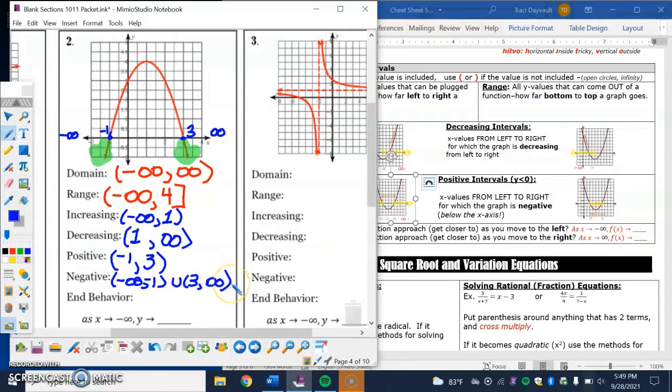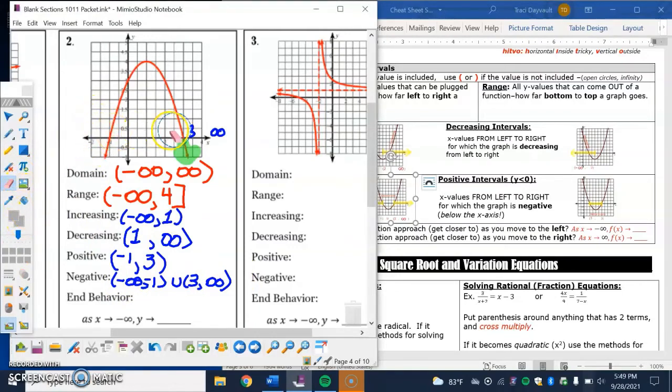You might need to watch this video again because, again, I know this is confusing, but this is basically saying that our graph is above the x-axis when x is between -1 and 3, and all the other times it's below the x-axis. The output is negative.